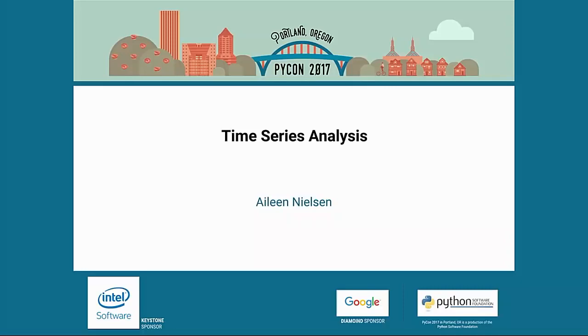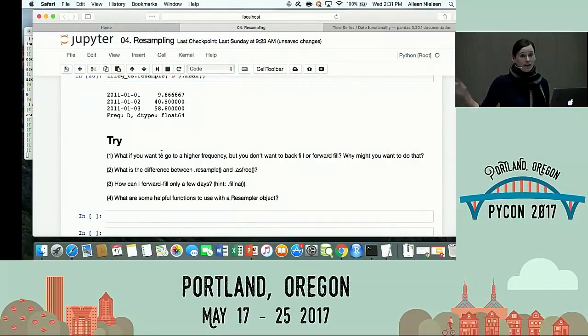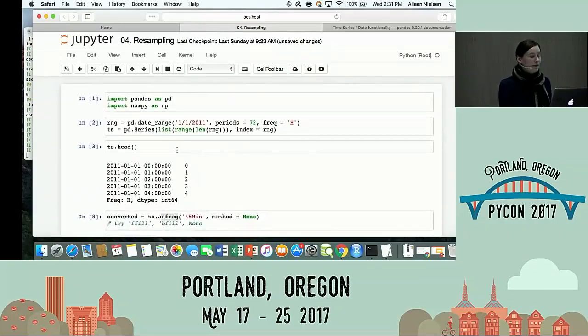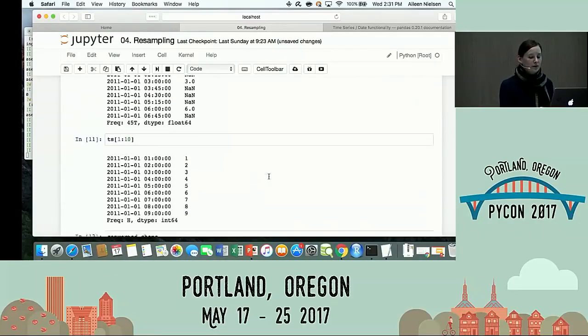Let's talk a bit about resampling. So what if you want to go to a higher frequency, upsample, right? Like our first example where you're actually adding new data points, times that you didn't originally measure, and you don't want to backfill or forward fill. What's the way to do that? So this method equals none, right? So if we were to do an asFreq, for example, and we're upsampling from hourly to every 45 minutes, if we just pass in method equals none, those values where we didn't actually take a measurement will come back as nans so that we know we didn't actually take a measurement.